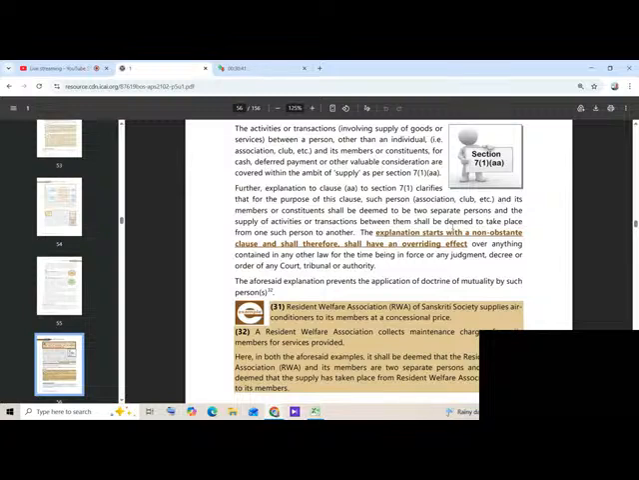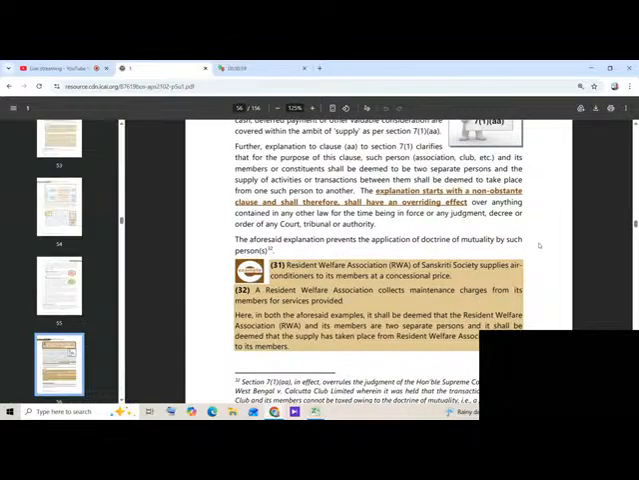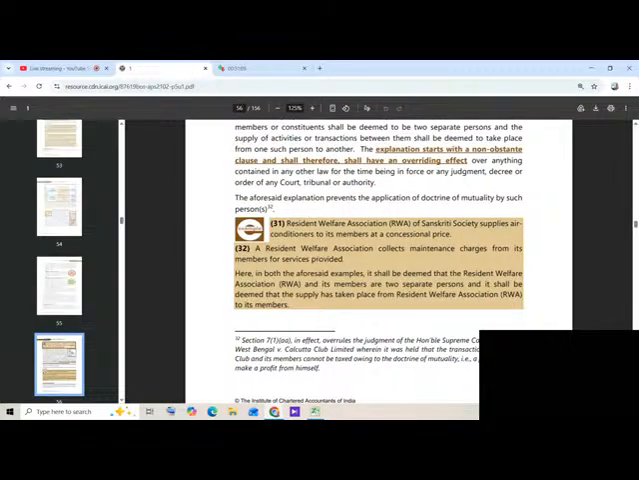The explanation starts with the non obstante clause and shall have an overriding effect over anything contained in any other law for the time being in force, or any judgment, decree, or order of any court, tribunal, or authority. The aforesaid explanation prevents the application of the doctrine of mutuality by such persons. Section 7(1)(aa) in effect overrules the judgment of the Honorable Supreme Court in State of West Bengal versus Calcutta Club Limited, wherein it was held that the transactions between a club and its members cannot be taxed owing to the doctrine of mutuality. A person cannot make a profit from himself.